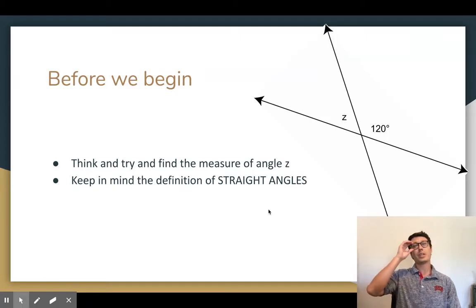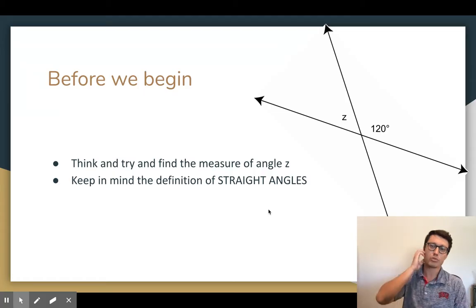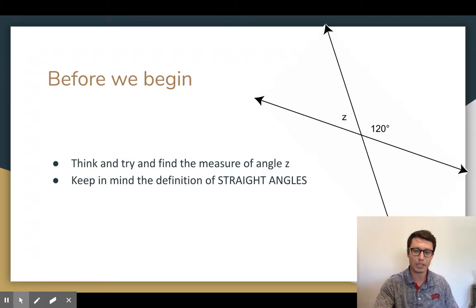Before we begin, as a teacher, I really like to just give you guys a problem, even though you haven't learned the material necessarily, and just see what we can do. Usually it's things that I believe that you can truly figure out on your own without my assistance. So go ahead, pause this video, and try to find the measure of angle Z.